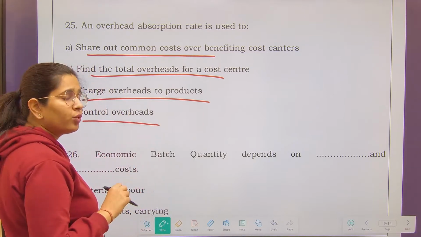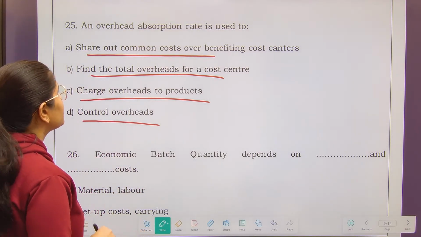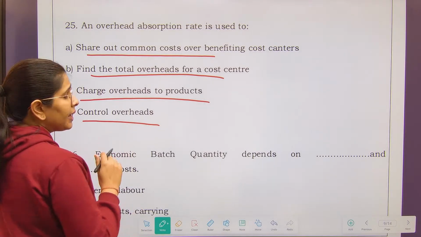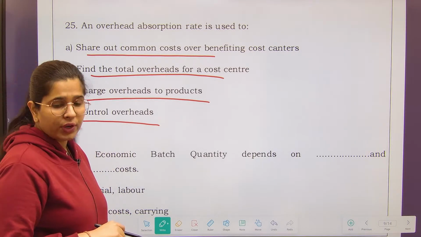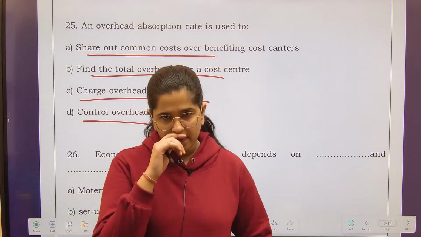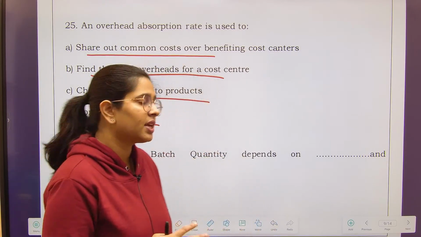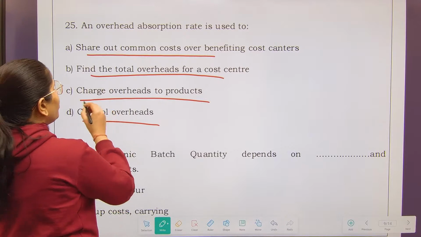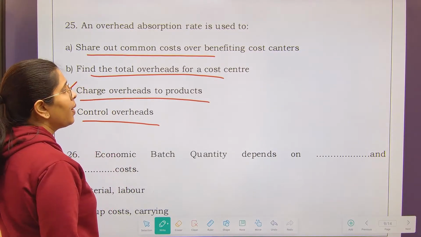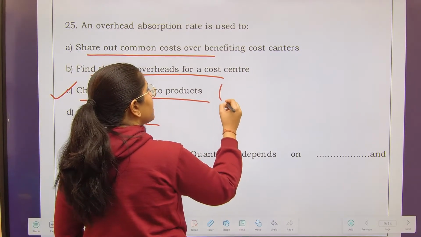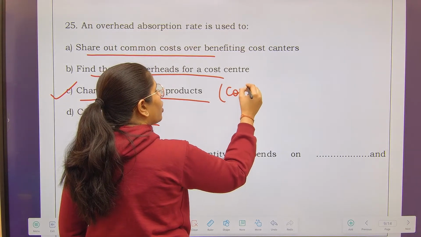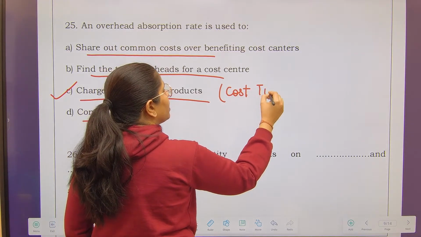Now, why do we do the absorption? In this particular scenario, we do this because we want to share the benefits, yes. We want to charge overheads to the products. Why? Because we want to find out the total cost.